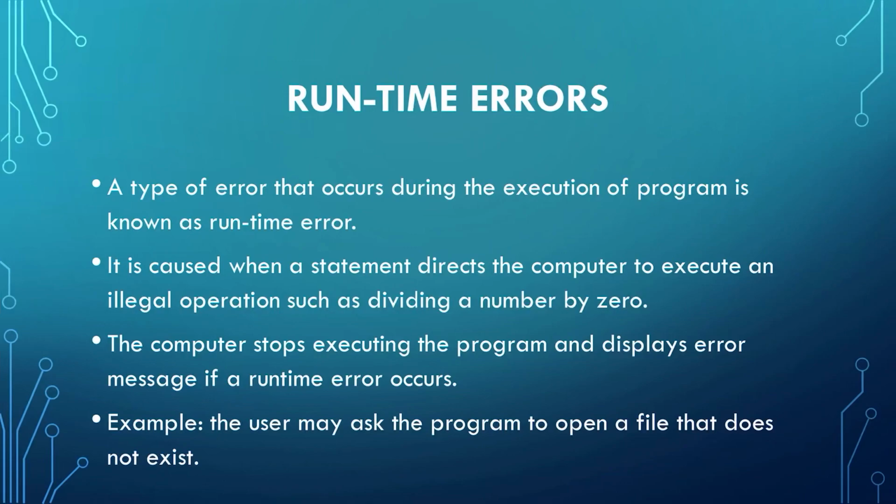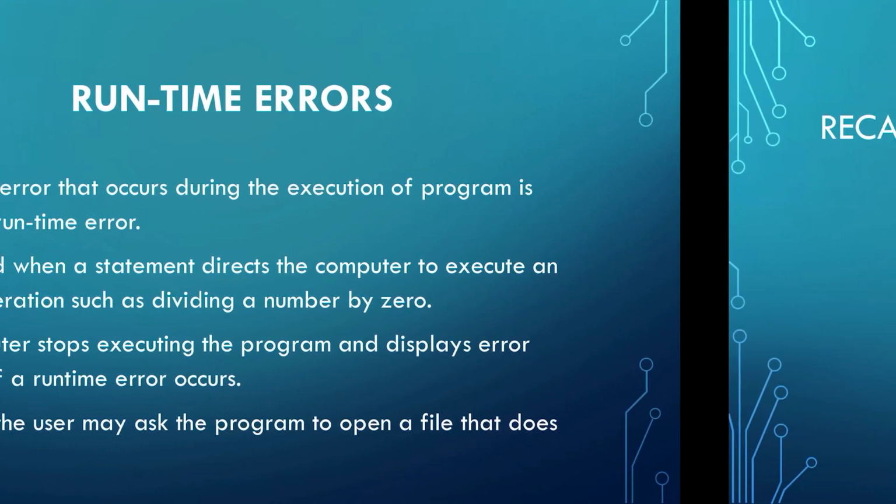For example, the user may ask the program to open a file that does not exist. Yes, this is a runtime error. When you are writing code, you are instructing the compiler or computer to open a file. At that time, the computer does not know whether that file exists or not. But when that program is going to run, the computer will try to locate that file and that file would not be found, which would result in an error. And this is a runtime error. Similarly, the user may enter the wrong type of data, etc. These are types of runtime errors.